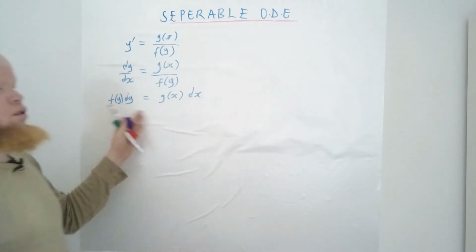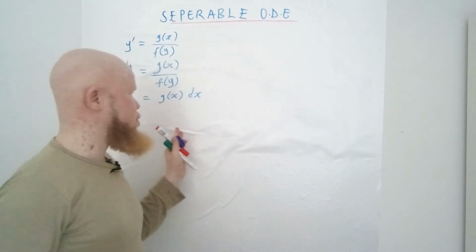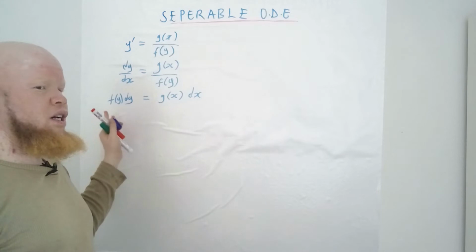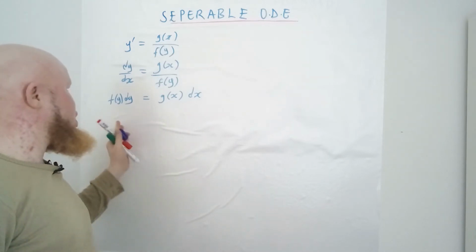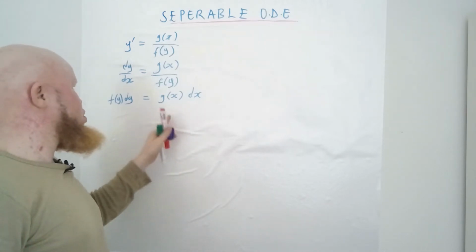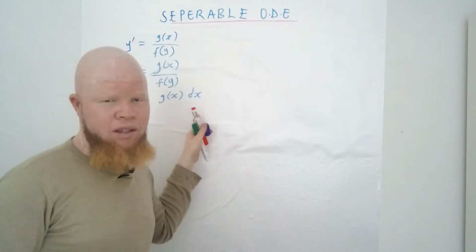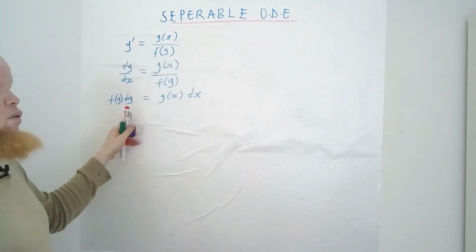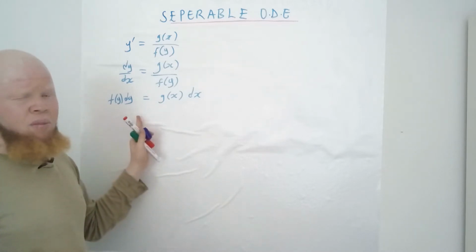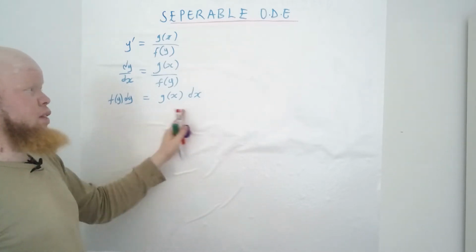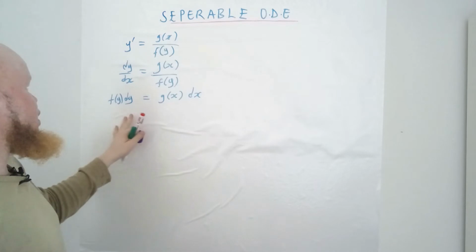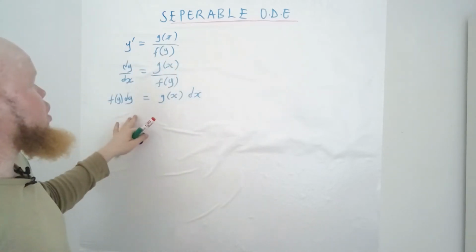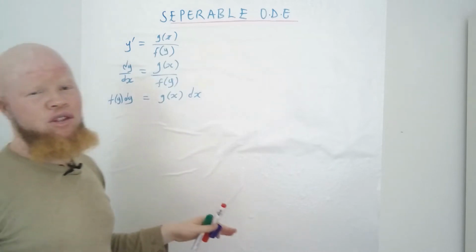What it means is that f of y is a function that only has y inside. There's no x or any other variable. And g of x means that there's only x. So g of x has dx and f of y has dy. So we have separated like this. If you can rewrite your differential equation in this form, that means it is a separable differential equation.